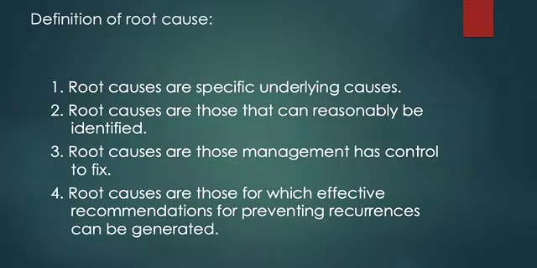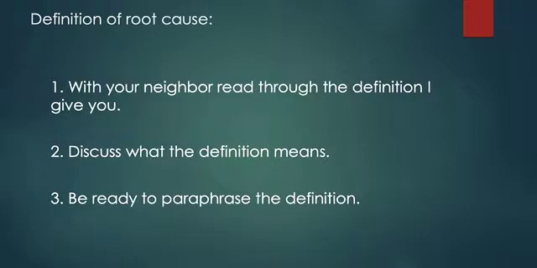So if we don't have control over the root causes, then they're not going to be useful to us, right? Things like the weather we don't have control over, but we do have control over how we deal with the weather. So don't ever identify the weather as a root cause, but how we accommodate or deal with the weather. And root causes are those for which effective recommendations for preventing reoccurrences can be generated. What that means is that you have to be able to recommend a solution for a root cause, and that particular solution will prevent the problem from happening again. So let's dig into this a little bit.